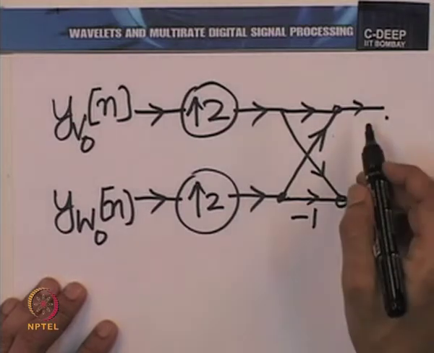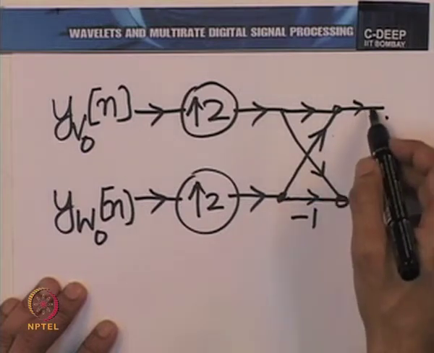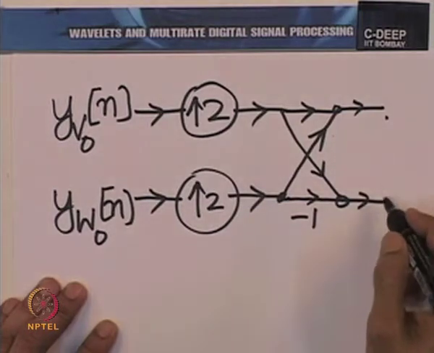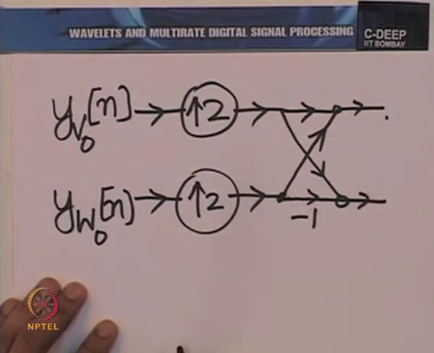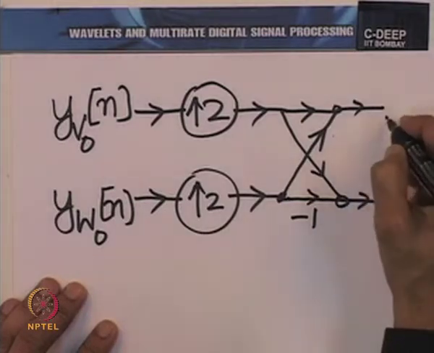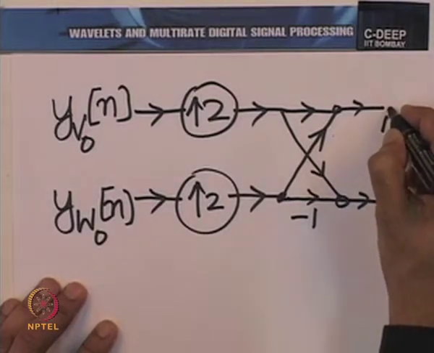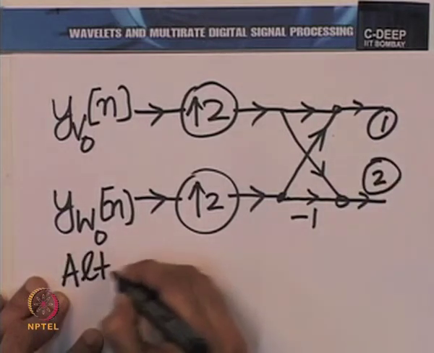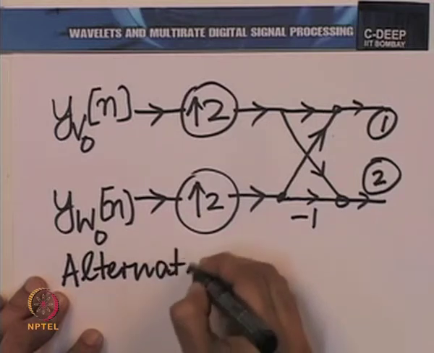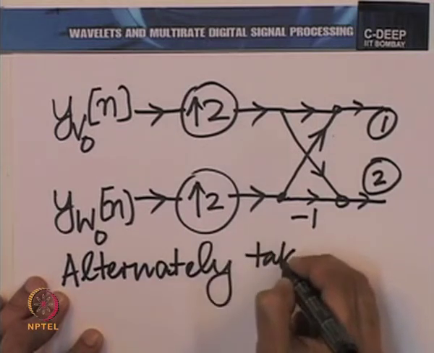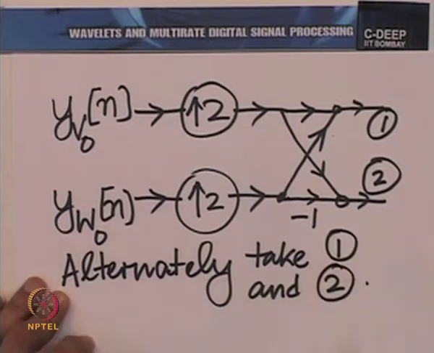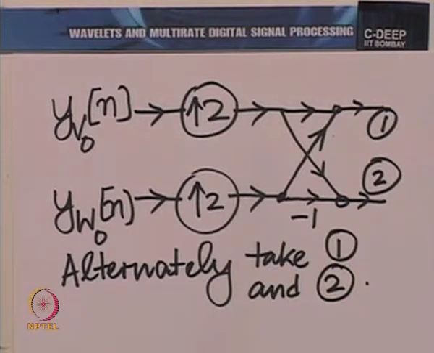We are saying essentially take the sum branch at the 2nth point and the difference branch at the 2n plus 1th point. So, let us write that down. Let us call this the point 1 and the point 2. Alternately take one and 2. Now, how do we express this using the upsampling operator that we have?